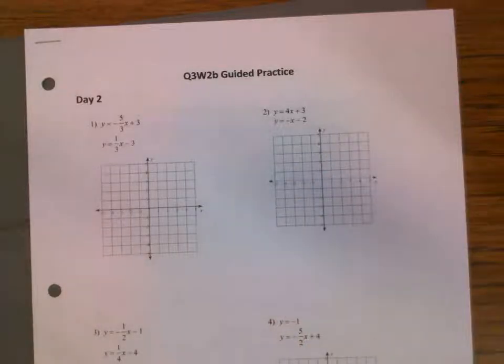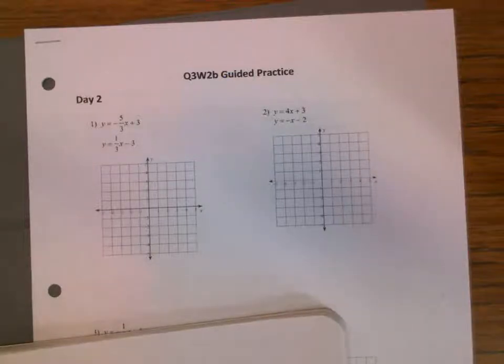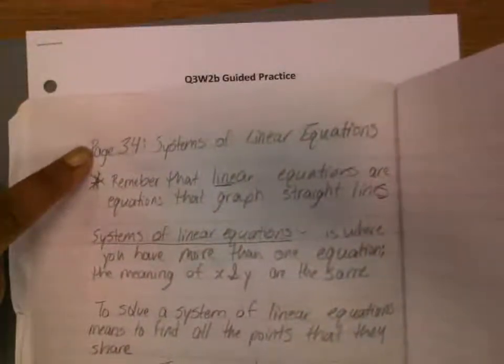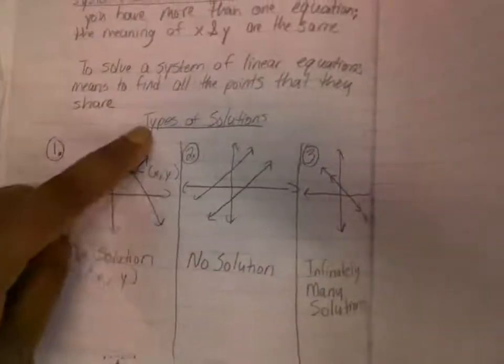And we talked about that, or wrote notes on that, in our digital interactive notebook. I'm going to go back and show you those types of solutions. The types of solutions are there. That's page 34 in the quarter 2 digital interactive notebook. And again, the different types of solution.